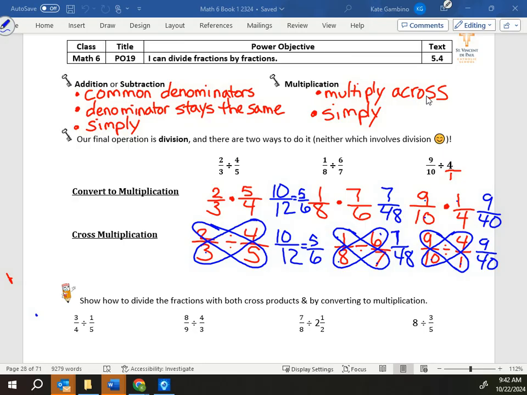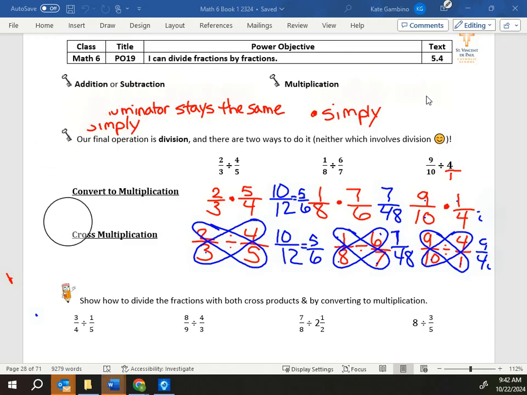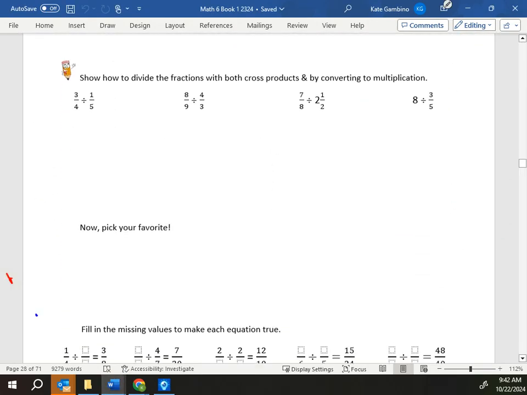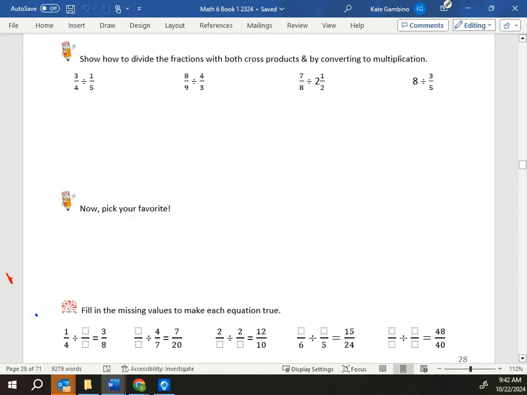Okay. If we look at our directions, it says show how to divide the fractions with both cross products and by converting to multiplication. So for 4 problems, we're going to try using both. Some of us, it might be a little bit more challenging for one of the methods. Some of us are going to be okay with it. But we only have 4 there that we're going to try it with. We're going to do the first one together.